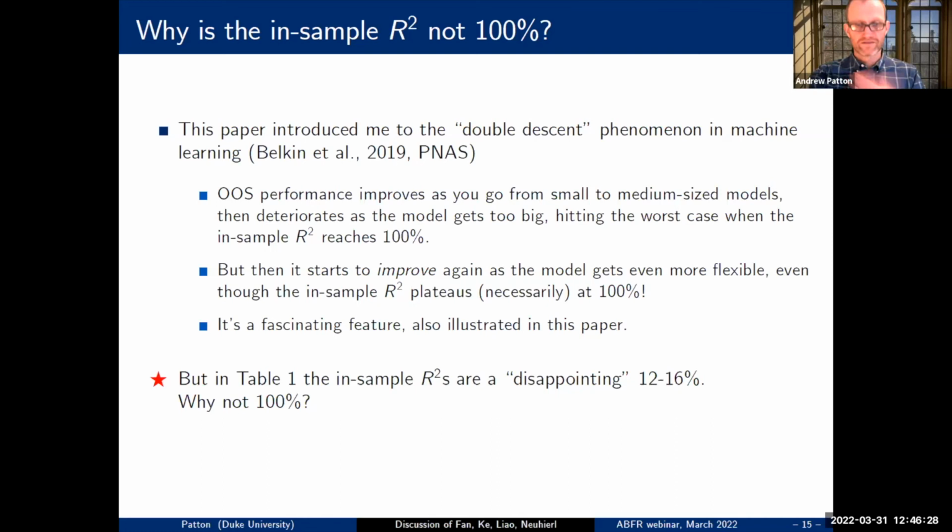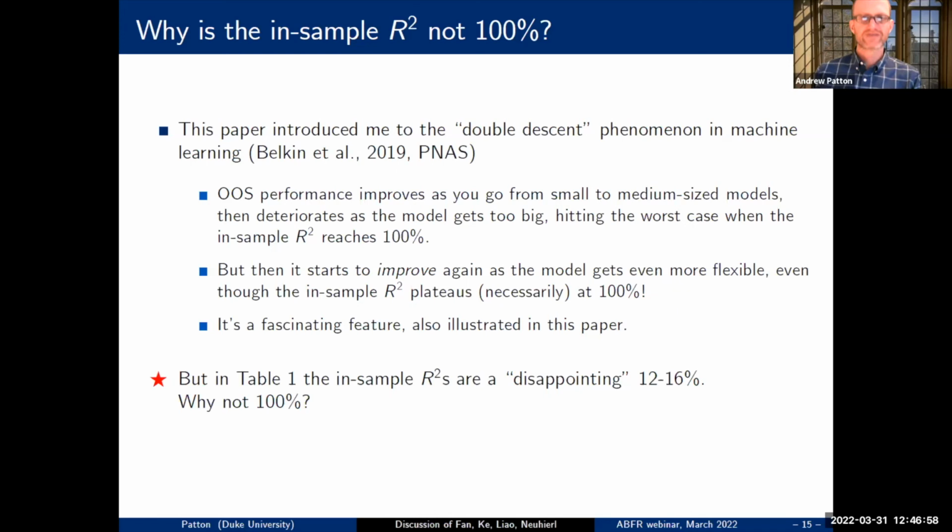A key reference for this phenomenon is this paper by Belkin et al. that came out in Proceedings of the National Academy of Sciences a couple of years ago. Jianqing already talked about what it does, but it is the really surprising fact that if you make your model sufficiently rich, you can get to an R squared of 100%. We know that, we teach that when we teach undergrads regression. The key is if you let it get even richer than that, beyond the model that gives you an R squared of 100%, you keep going and allow more and more flexibility in the model.